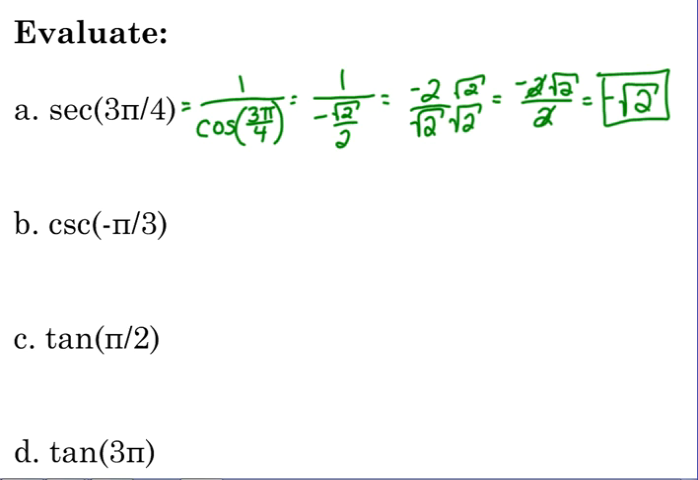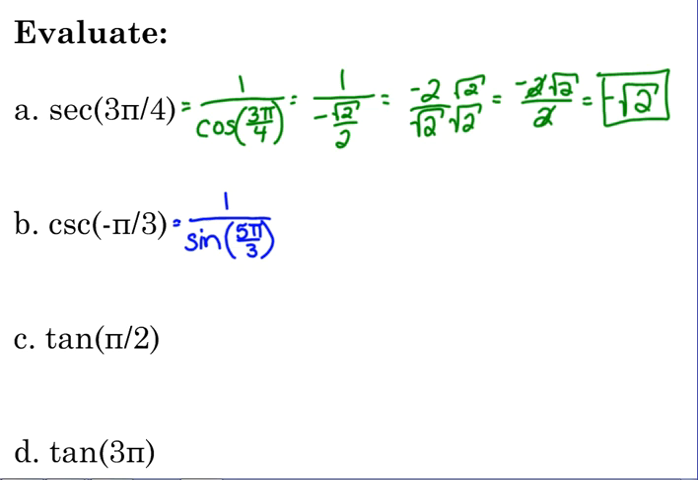All right, cosecant of negative pi over 3. Cosecant is the reciprocal of sine. And while we're at it, what would be the positive coterminal angle for negative pi over 3? Five pi over 3.